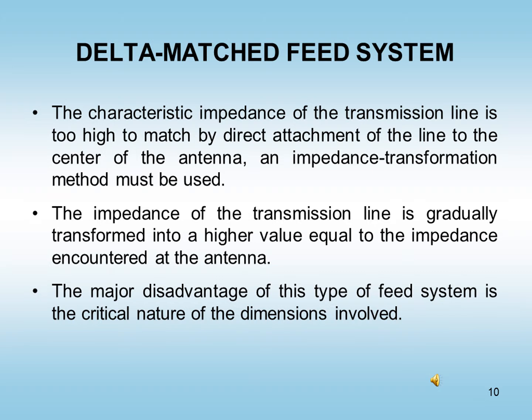When we can't directly match the impedance, we have to utilize impedance transformation methods. The impedance on the transmission line is gradually transformed into a higher value equal to the impedance encountered at the antenna. The major disadvantage of this type of feed system is the critical nature of the dimensions involved.